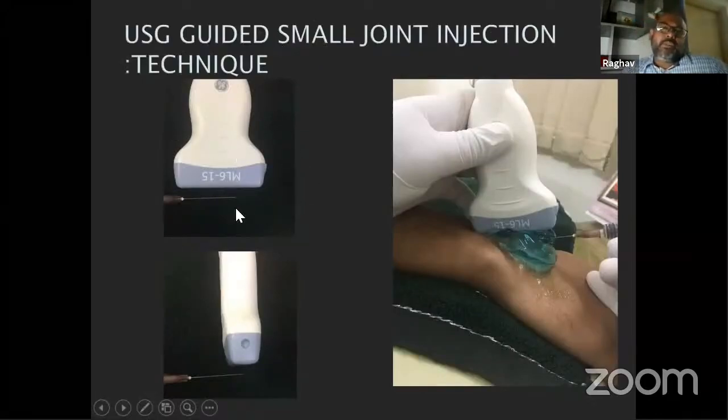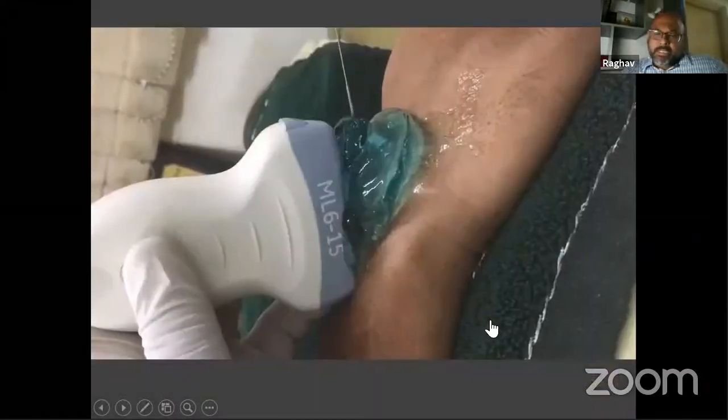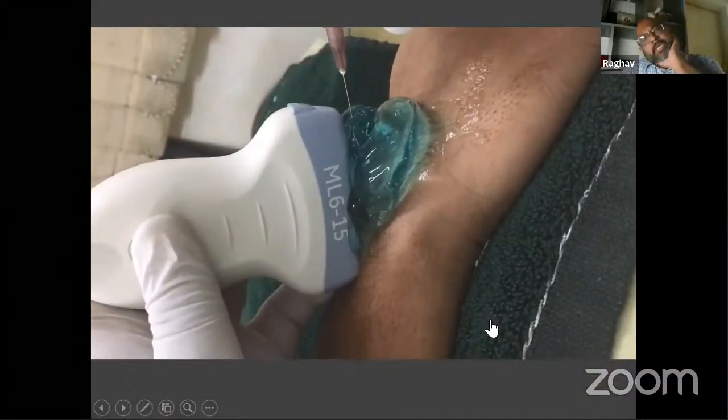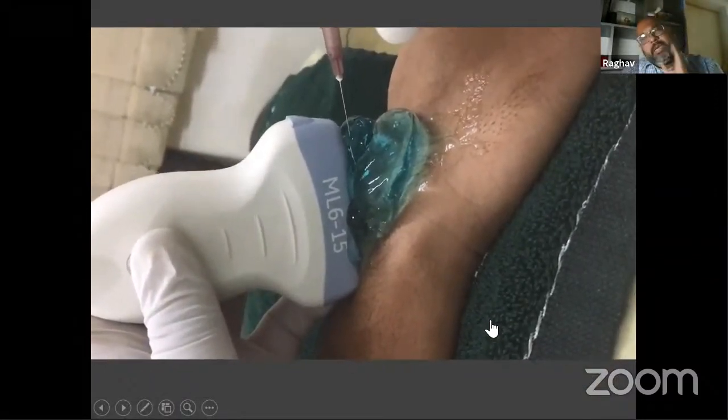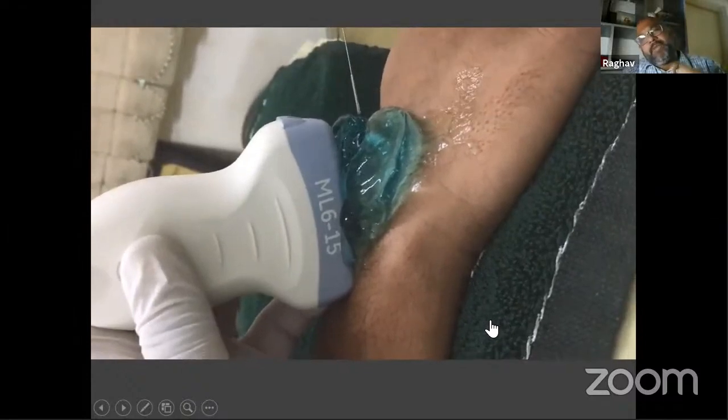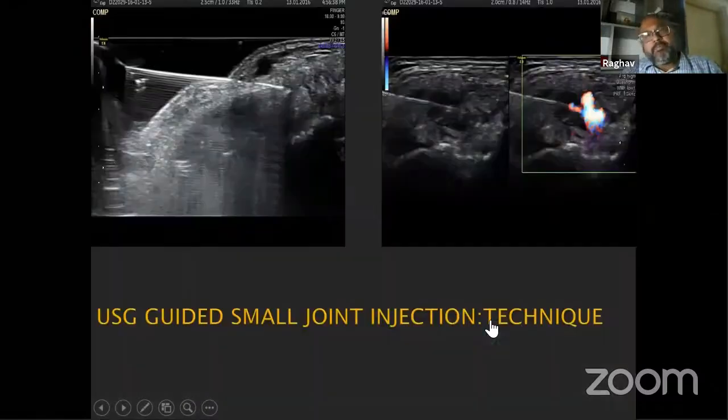A few words about the injection techniques. We have the in-plane and out-of-plane injections, and the jelly standoff technique. Ultrasound is the only modality which, as an office OPD procedure, will actually pinpoint the area where your injectate is being injected.